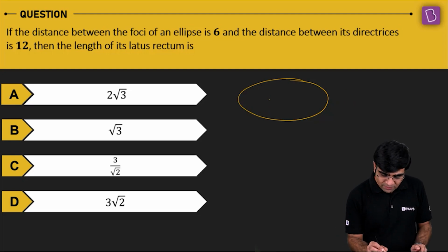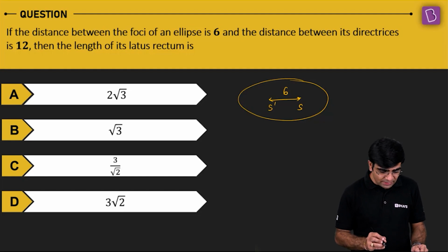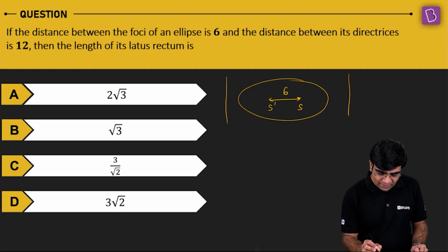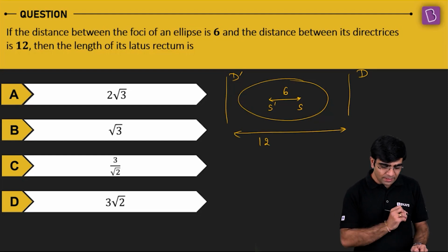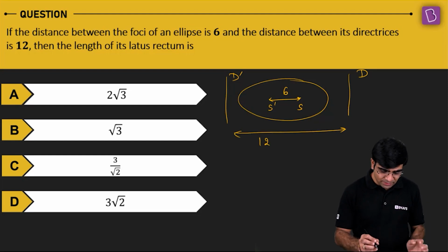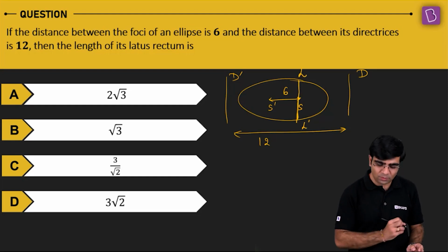Okay. So if I move on with the information of this question, what do I have here? They say that the distance between the foci, that is S and S dash, is given as 6. Then they say that the distance between the directrices is 12. That is, if I have the directrices here and here, I'm calling them D and D dash, the lines, so this distance is given as 12. Then they're asking for the length of the latus rectum. The latus rectum has to pass through the focus, so they're asking for the length of this, which is LL dash.